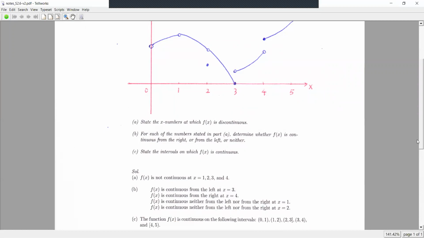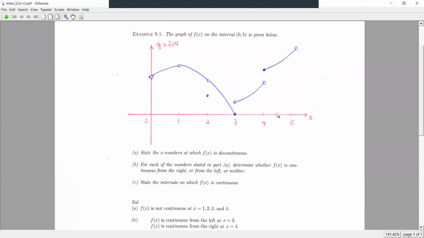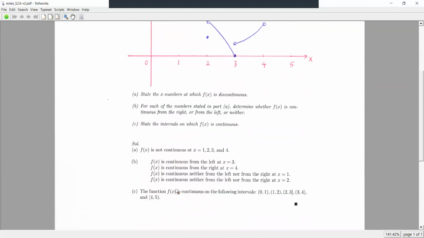Now, the last interval. Between 4 and 5, the graph is continuous. At 4, the graph is continuous from the right side. At 5, the graph is not continuous from the left side. So therefore, the function is continuous on this half open, half closed interval. At 4, close. Close means including 4. At 5, the interval is open, excluding 5.